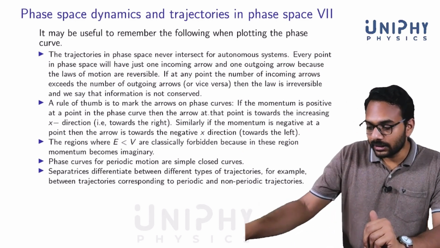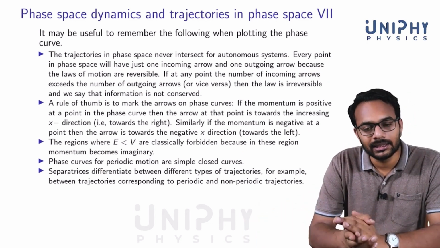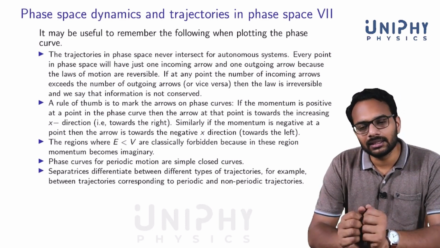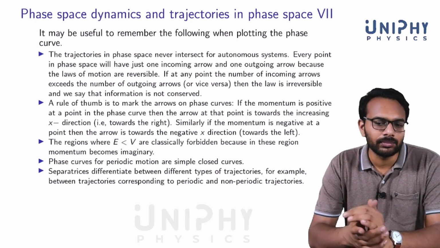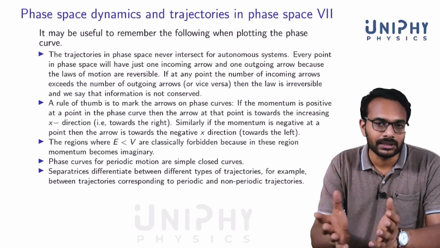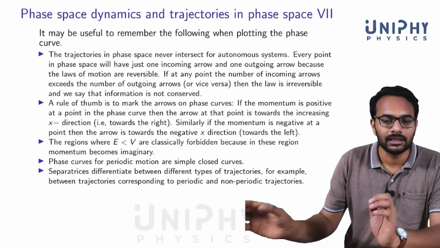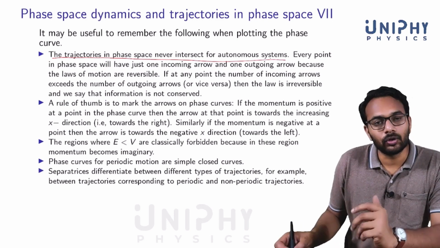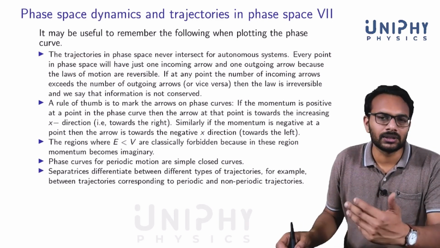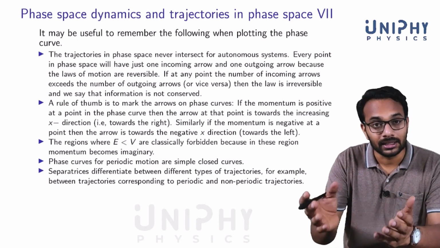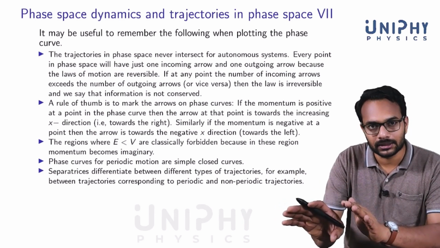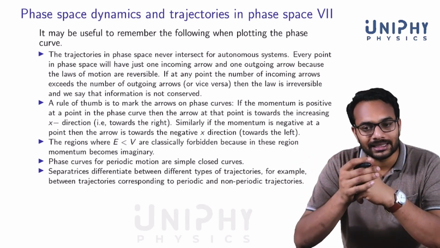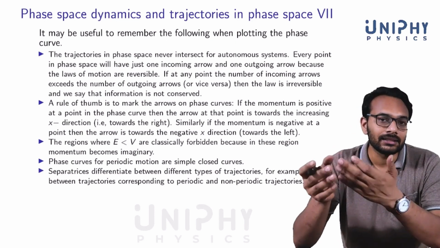Now there are a few more points that I have collected. These are basically rules of thumb. You can just remember these things and it will help you when you see a picture. The first thing is that the trajectories in phase space never intersect for autonomous systems. An autonomous system means it's not driven from outside. The Hamiltonian is the same, it's fixed. Provided you don't change the rules in between, the trajectories in phase space will never intersect.